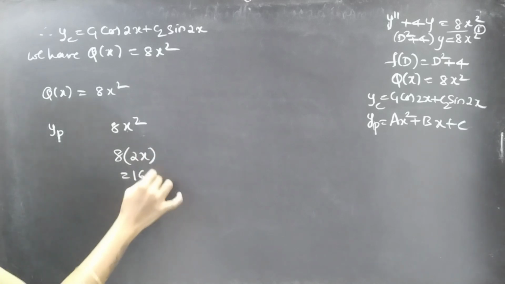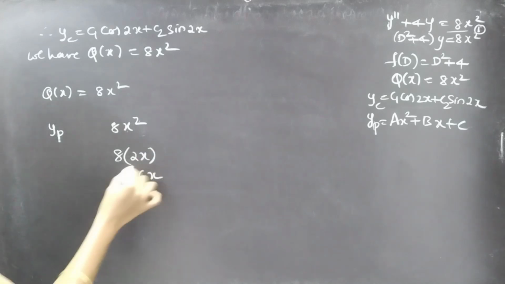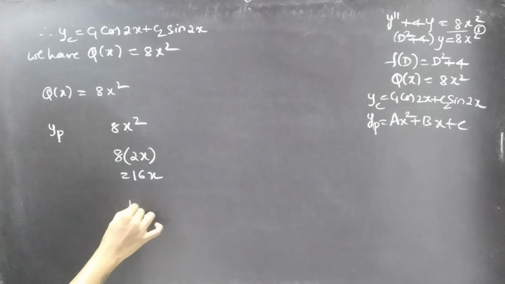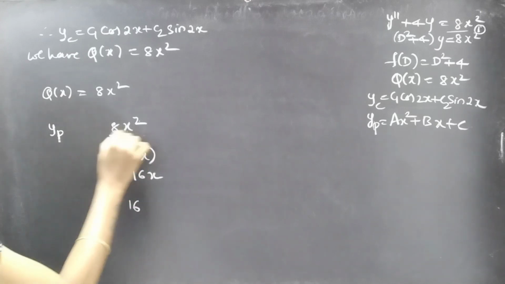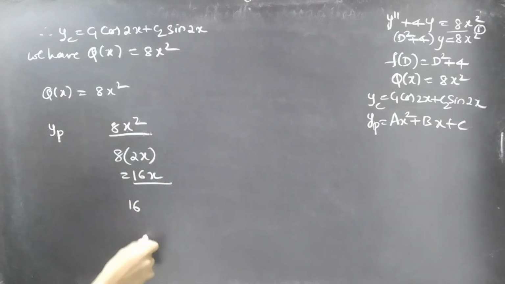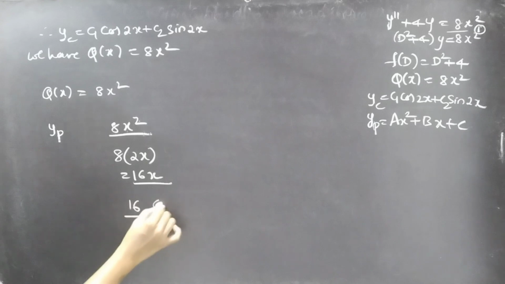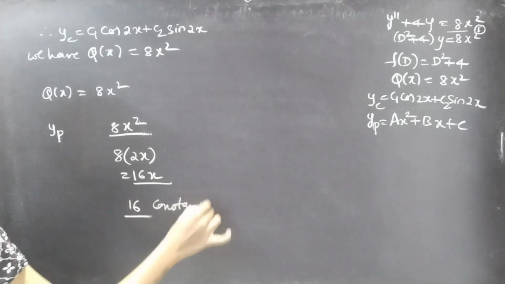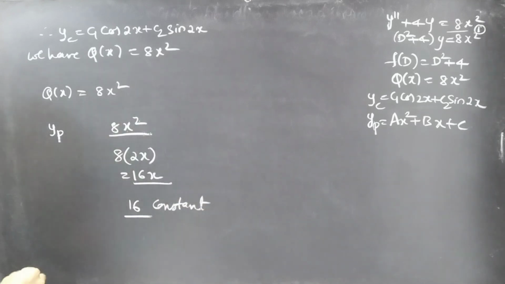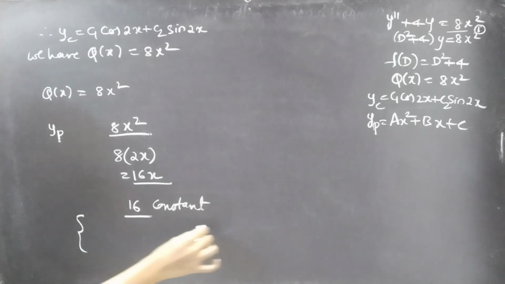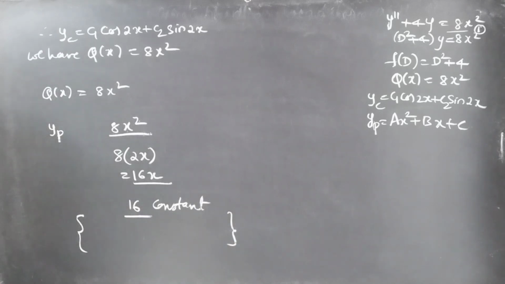So you'll get 16x. And again, find its derivative. The derivative of 16x is 16. So you have 8x², 16x and a constant. Consider this 16 as a constant. So now write Q(x) and all its derivatives in a set form, or a family of set form.